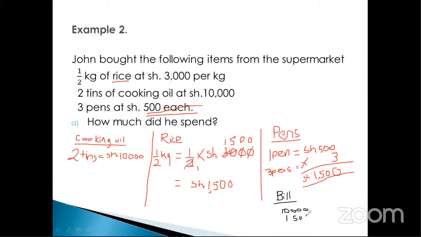Then also we come and add, there are 3 items. Also we add 1,500 shilling for the pens. So here will give us our bill. But remember to write here shillings because you are talking about money. Remember to write here the unit shillings. Shillings. Very good. So you can add.